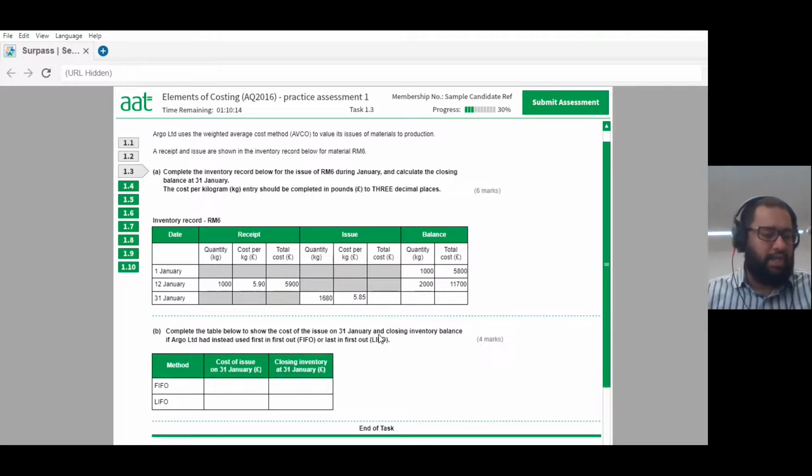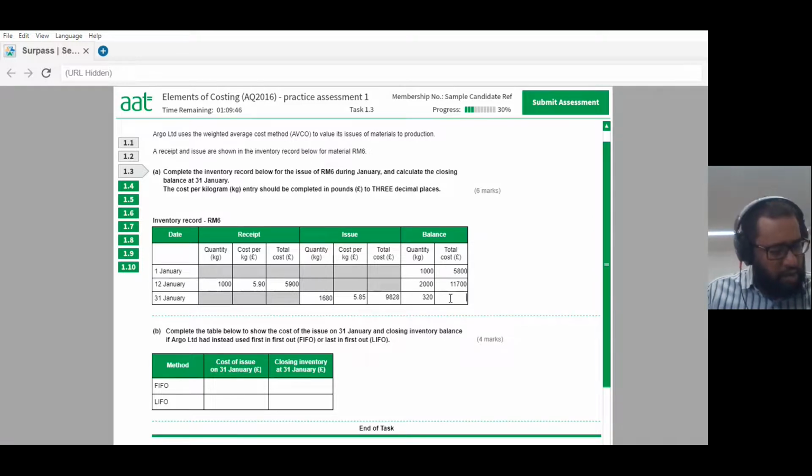£5.85. Then you're going to multiply that by the 1,680 at £5.85, and that should give you the total value of your inventory of 9,828. But then that gives you 320 kilograms of your inventory left, and they also will be valued at this price because that is the average cost we determined beforehand.